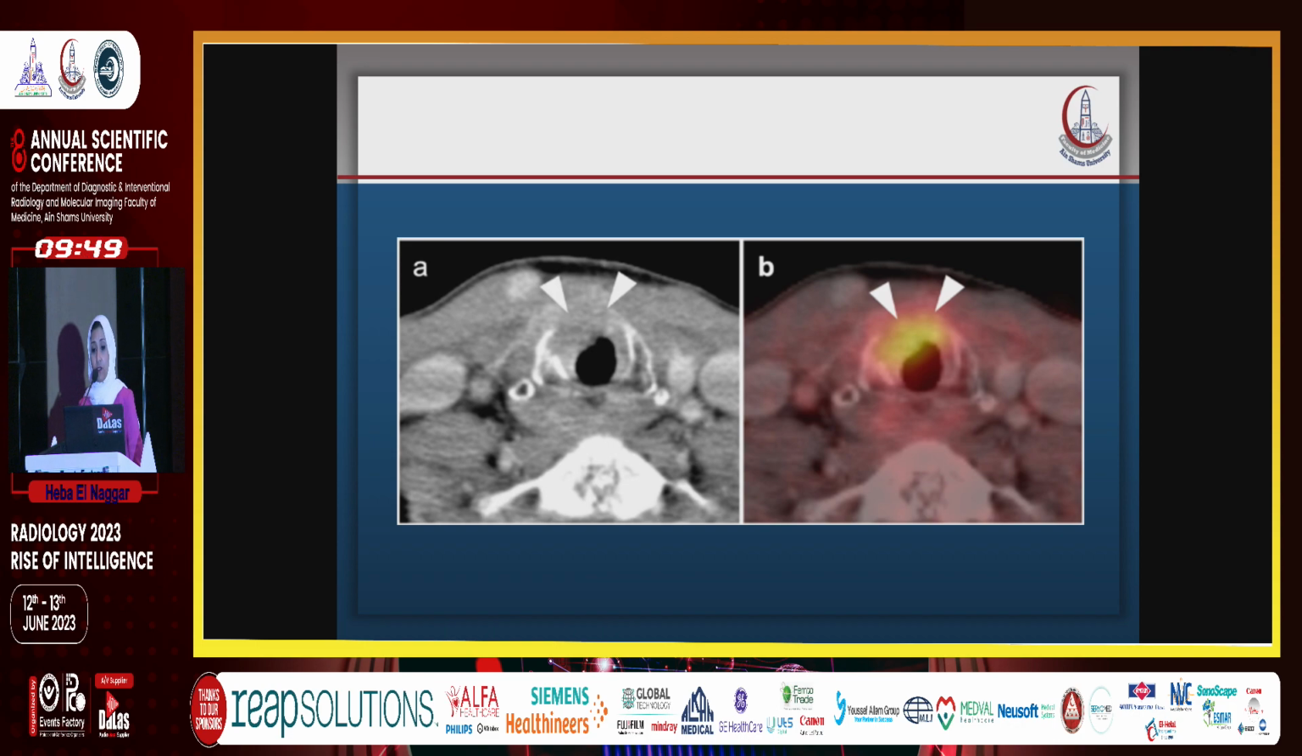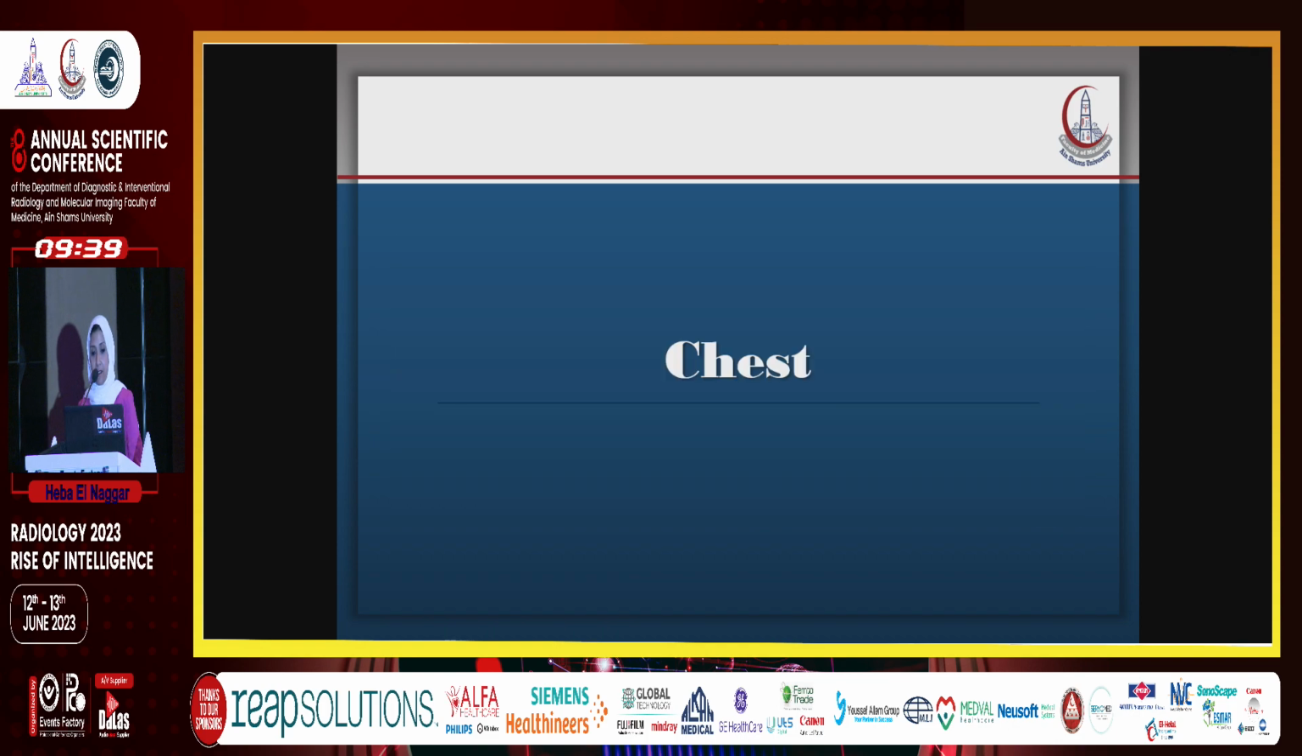Here we proceed. This is a straightforward one. The FDG avid lesion is seen on the right vocal cord and reaching the anterior commissure, which is FDG avid, and this is the pathology. This is a case of cancer larynx.